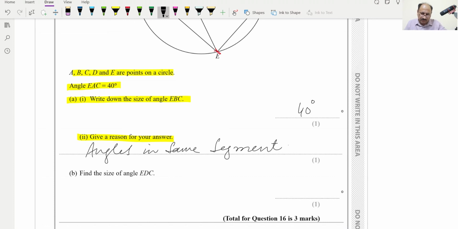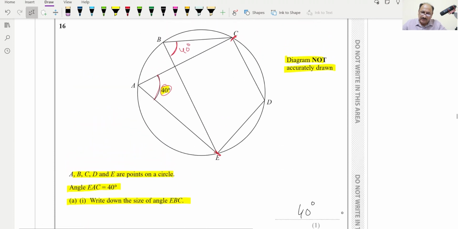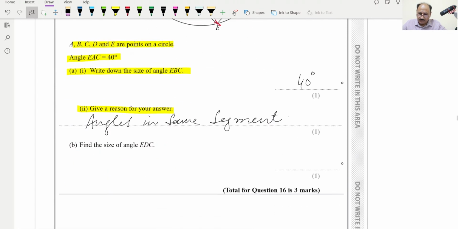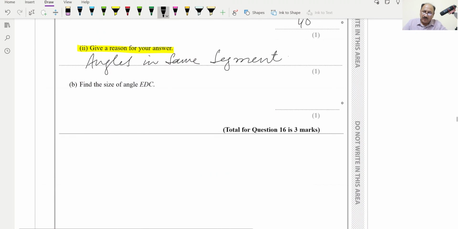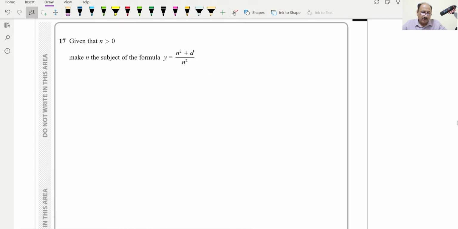So find the size of the angle EDC. Now EDC is this angle, and in a cyclic quadrilateral opposite angles add up to 180 degrees, so this will be 140 degrees, and our answer will be 140 degrees. And the reason, basically they have not asked, but I'm telling you that opposite angles in a cyclic quadrilateral add up to 180 degrees.